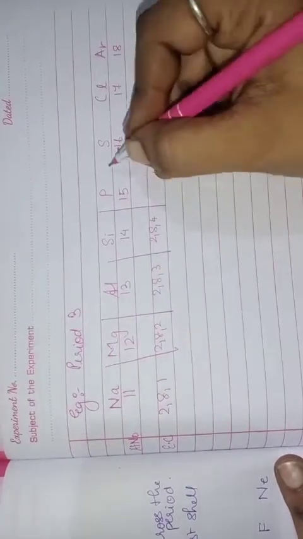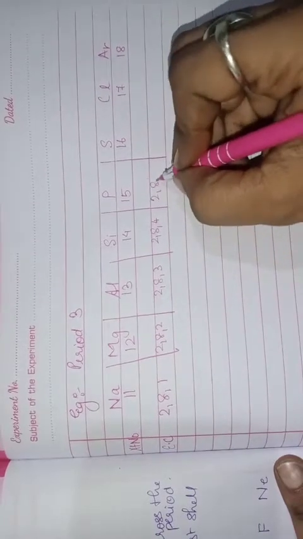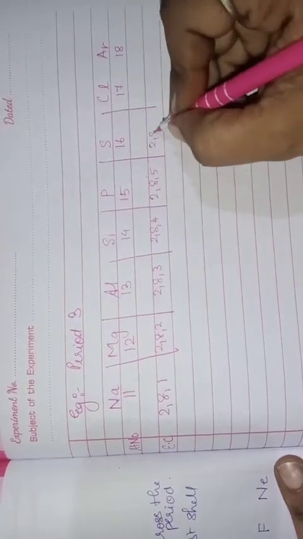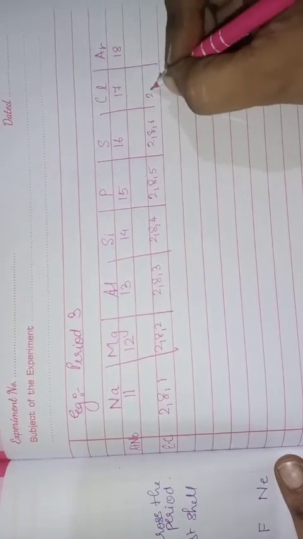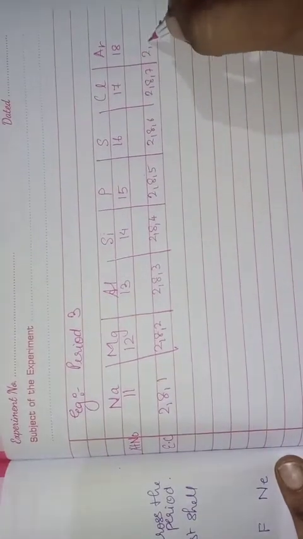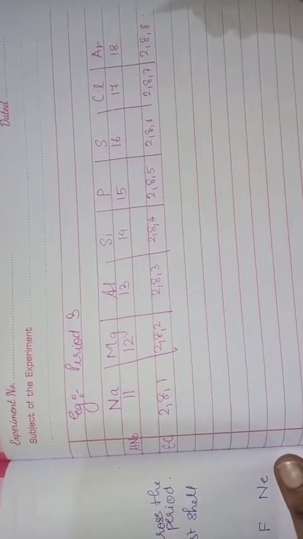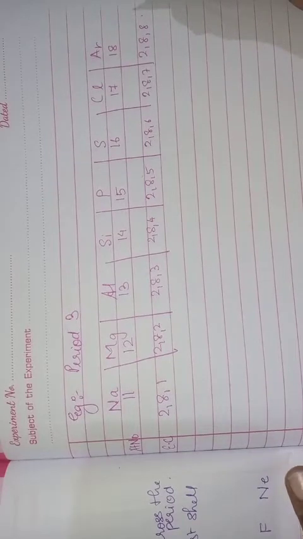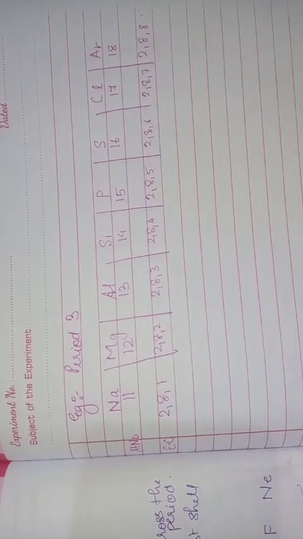Okay, let me divide this. Then we have 2,8,5 for phosphorus. Then we have 2,8,6 for sulfur. Then we have 2,8,7 for chlorine. And then we have 2,8,8 for argon, children. Now this is the period 3 example and we are talking about variation in valency.